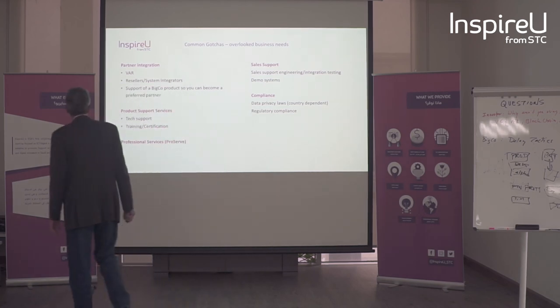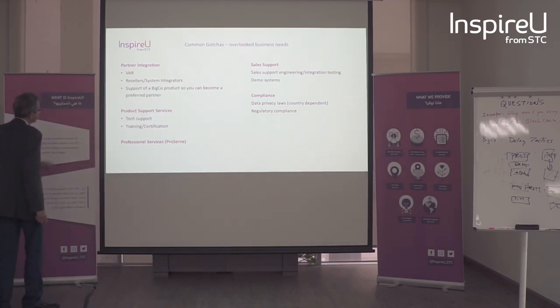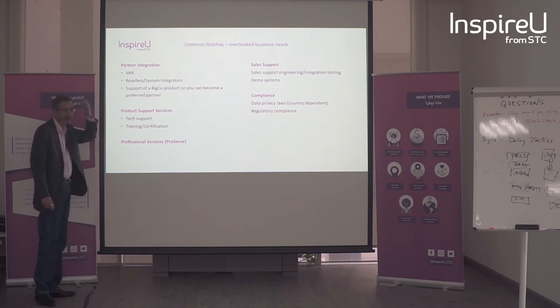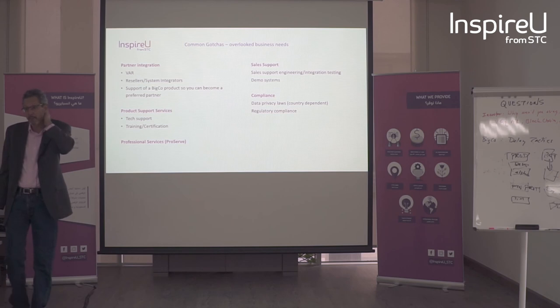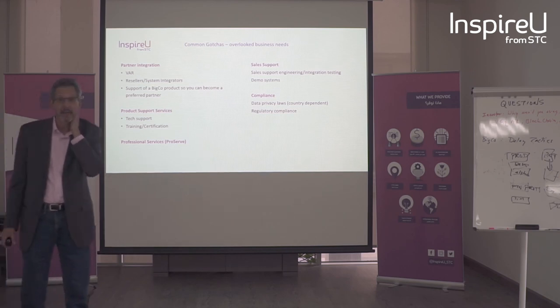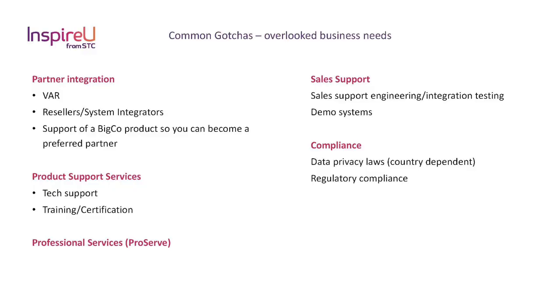So, gotchas. Other ones. You want to figure out your other integration points. We mentioned value-added resellers. These are people that are going to use your product, and they need it to work a certain way. If you don't have a proper API that they can use, that means you have to go add one. That's a lot of extra rework and cost.